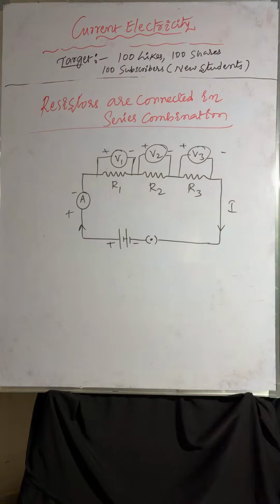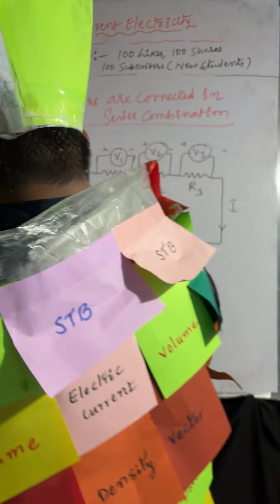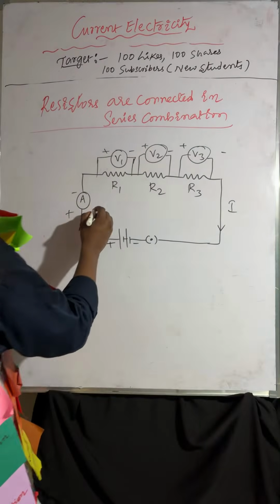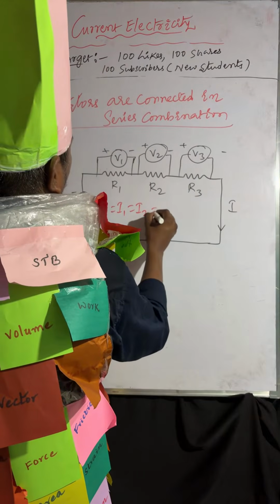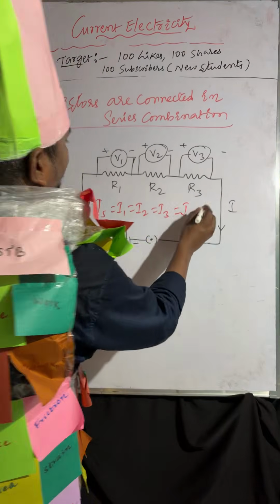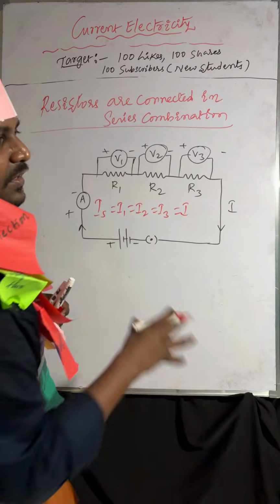Throughout the circuit, current is the same, because all resistors are connected in series combination. So in series combination, Is equals I1 equals I2 equals I3 equals I. So throughout the circuit, current is the same.